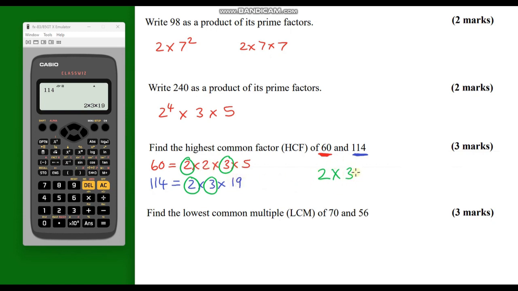So this is our answer, 2 times 3, which is the same as 6. I don't need to calculate for that. I can do that in my head. So our answer is 6. That's the highest common factor.